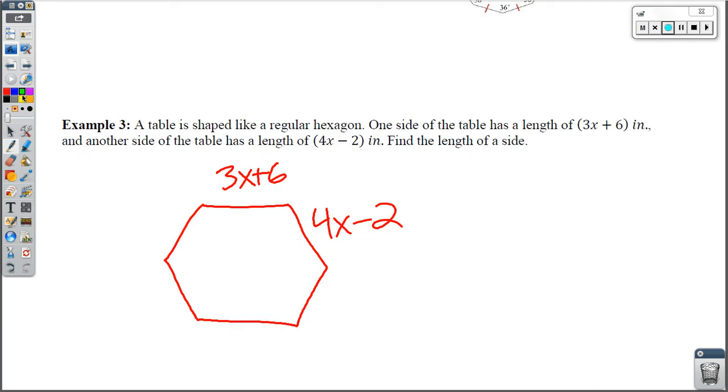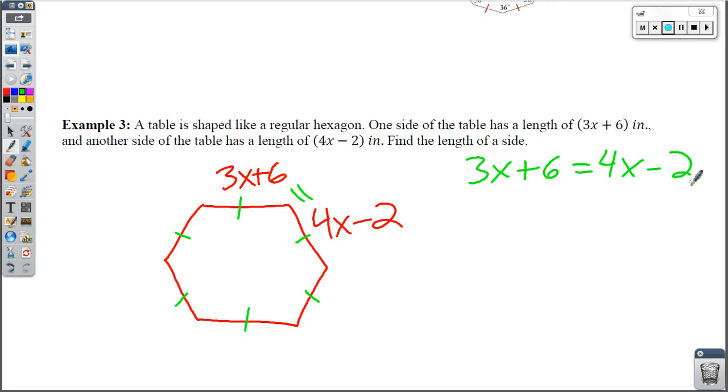Now, it doesn't really matter which one you write where, because again, all 6 are congruent. That's a consequence of it being a regular hexagon. All the sides are congruent to each other. So I could have written that 3x plus 6 and the 4x minus 2 anywhere I wanted. Well, now that I see that one side is 3x plus 6, another side is 4x minus 2, and it's a regular shape, so these are all the same, that means I can just set these equal to each other. So let's do just that, and then solve.